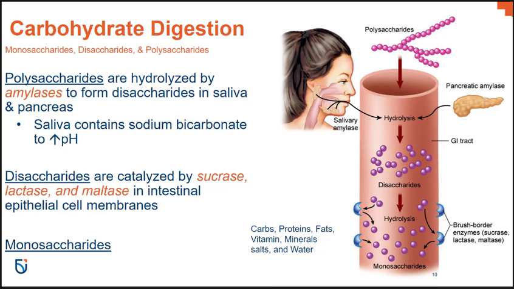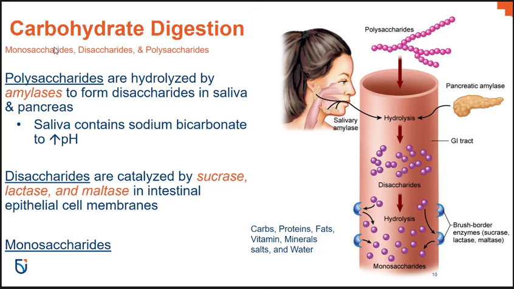Over the next handful of slides, we're going to be talking about the digestion of carbohydrates, proteins, and fats. Now, in addition to the ingestion of these chemical substances, we also ingest vitamins, minerals, salts, and water. So these here are the 6 main types of chemical substances that we consume. However, it's the first 3, carbs, protein, and fats, that need to be chemically digested in order for us to absorb it.